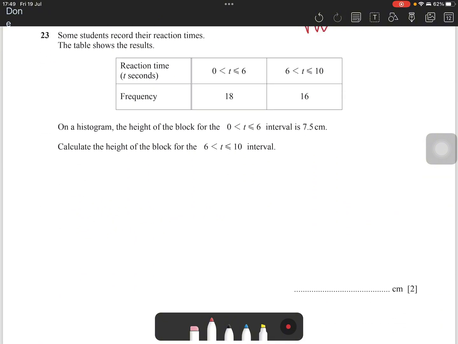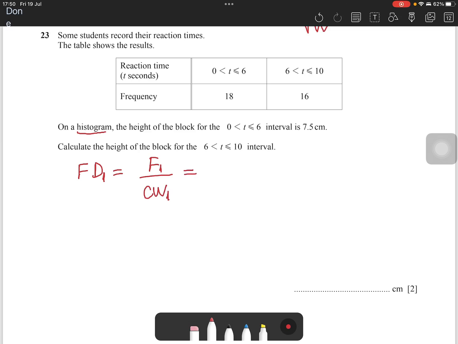Question 23. Some students record their reaction times. The table shows the results. So we have the reaction time and the frequency. On a histogram, the height of the block for the interval from 0 to 6 is 7.5 centimeters. Calculate the height of the block for the other interval. So when we talk about histogram, we need to find the frequency density. And the formula for the frequency density is frequency divided by class width.